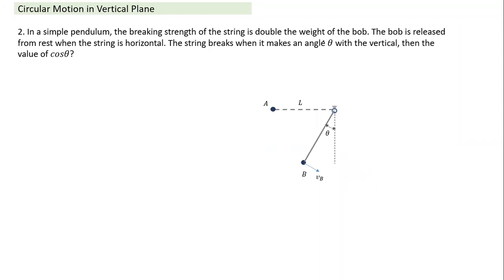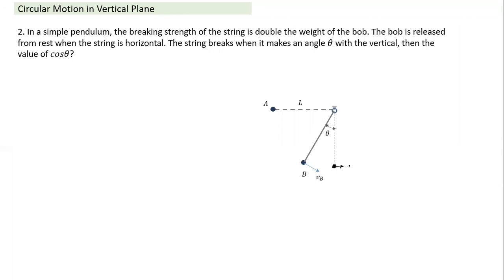So good morning, everyone. We'll consider the weight of the bob. A bob is released from rest when the string is horizontal. So the bob is released from the horizontal position. When it is released from the horizontal position, what would be the tension at the bottom? Can we very quickly think about what the tension at the bottom will be?